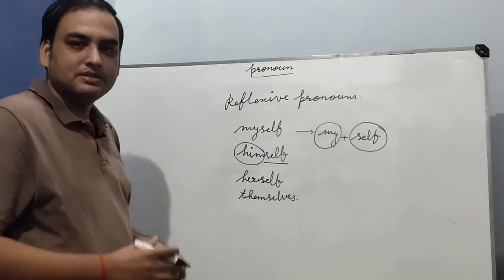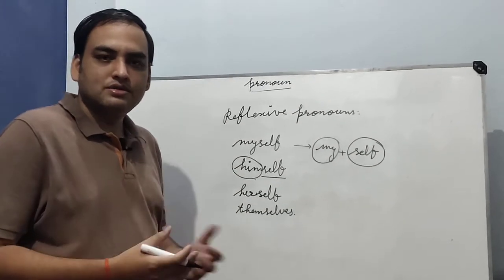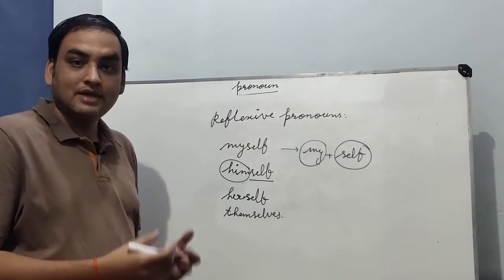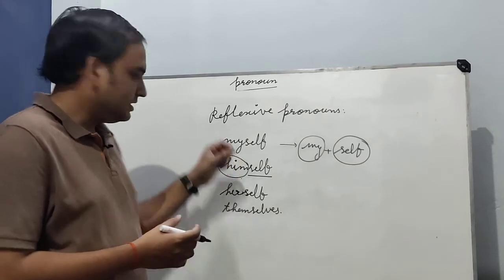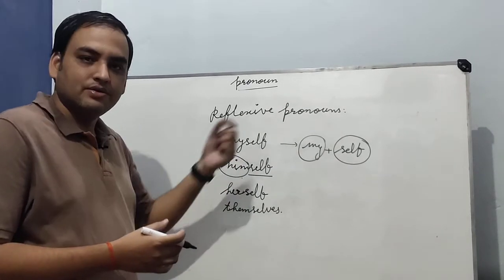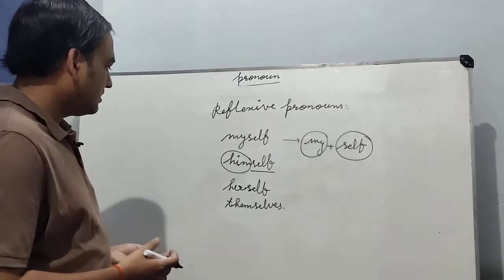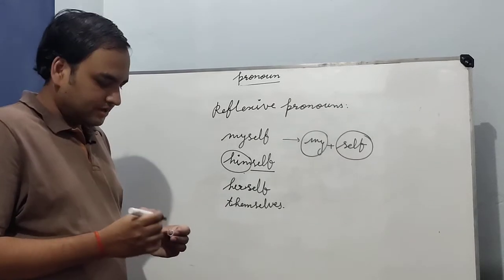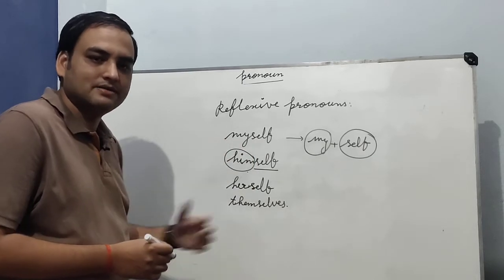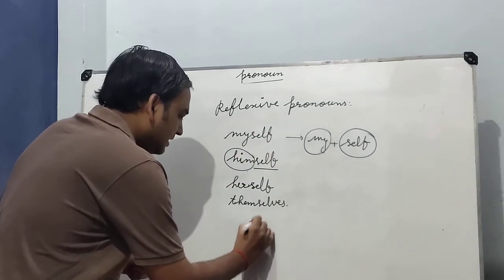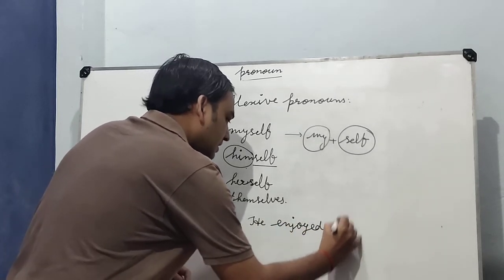Okay, I remember I have explained these reflexive pronouns in my previous lecture when I was explaining the case of noun, so you may watch it in that video. So myself, himself, herself, themselves. These were the reflexive pronouns and we can use them in a sentence like this. I am writing your sentence: He enjoyed himself.